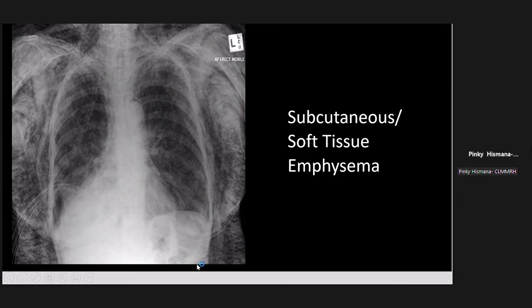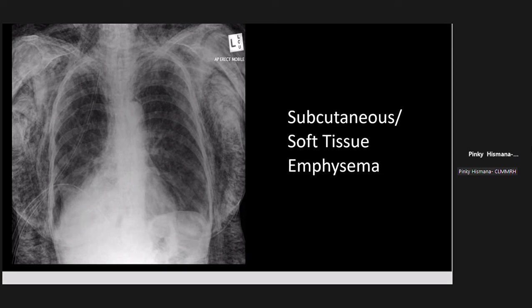And may I ask, are you around? Yes, Doc. Can you describe the abnormality here in the soft tissue? What's the problem here? Is it opacity or lucency? The soft tissue. What do you think is the problem here? I think the opacity.